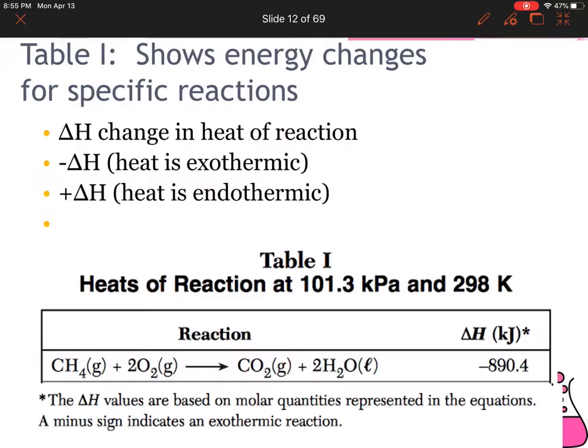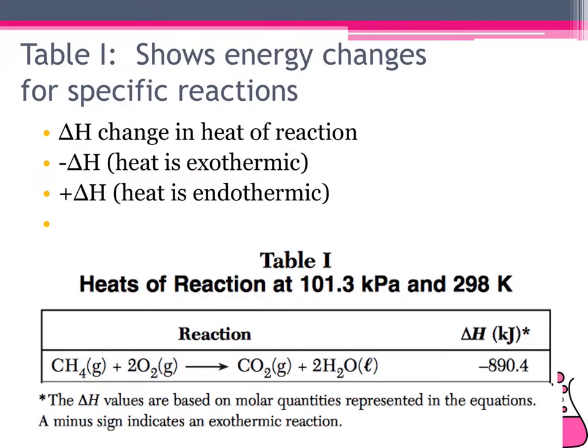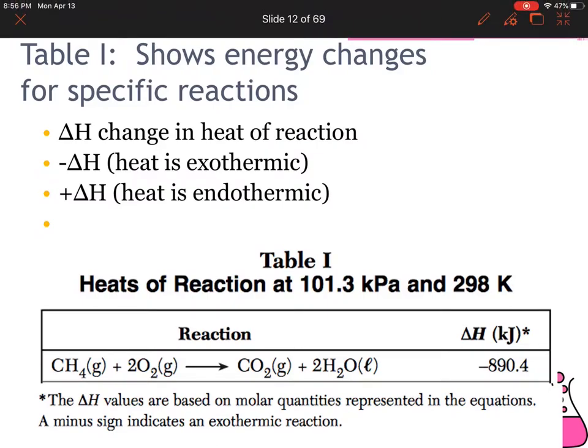So we're going to use a new part of our reference table today. We're going to look at Table I, and Table I is going to show me energy changes for very specific chemical reactions. And it's going to show me these changes in terms of this delta H. So hopefully we know from our math classes that this triangle means delta, and that's the change in something. So this delta H tells me the change in energy. We specifically call it the heat of a reaction here. So how much is my energy changing?